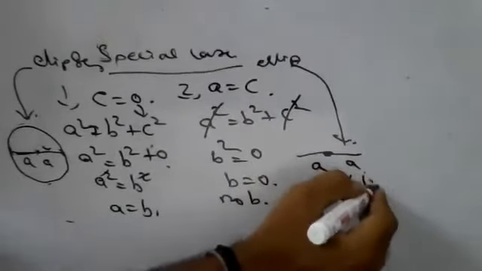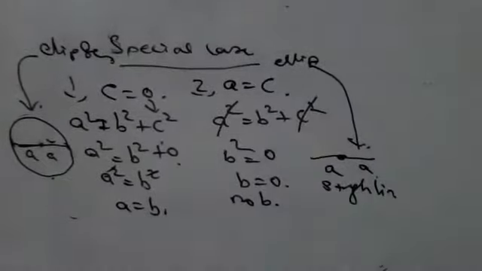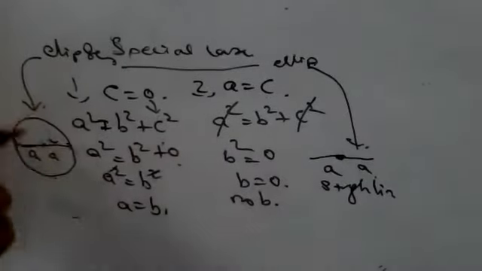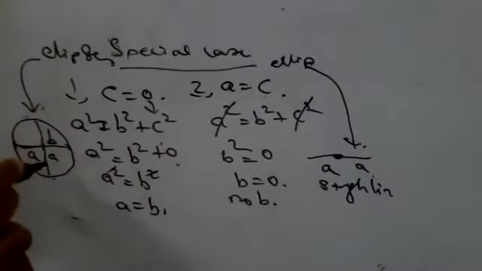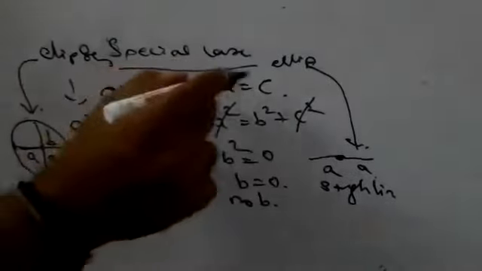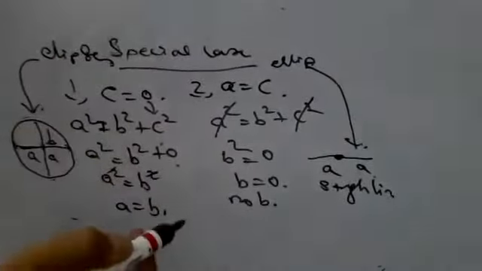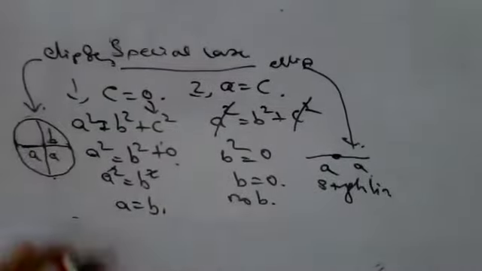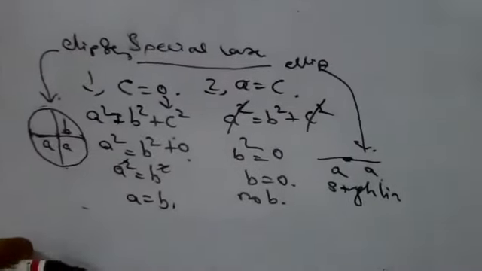In the two cases I have told about the ellipse, children: if C is equal to 0, A and B become equal, then it is a circle. If A and C are equal, then it becomes a straight line. These are the two cases of the ellipse.